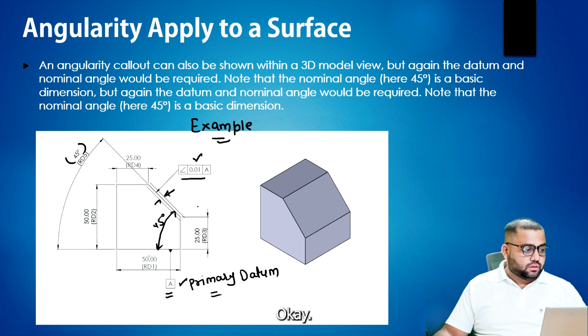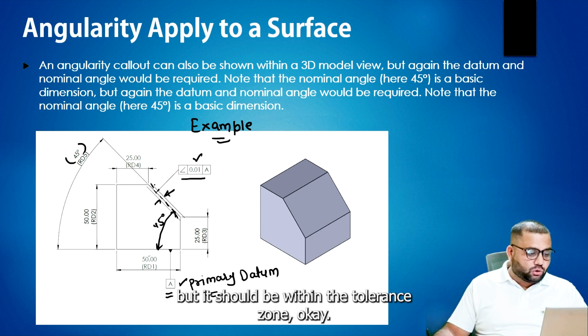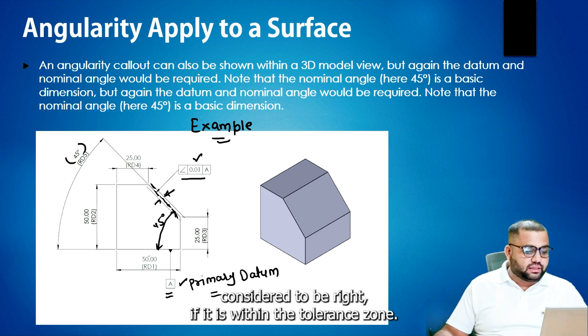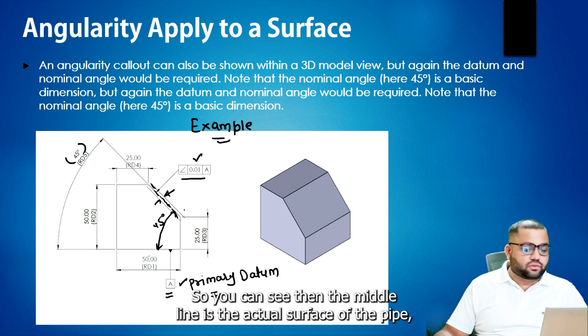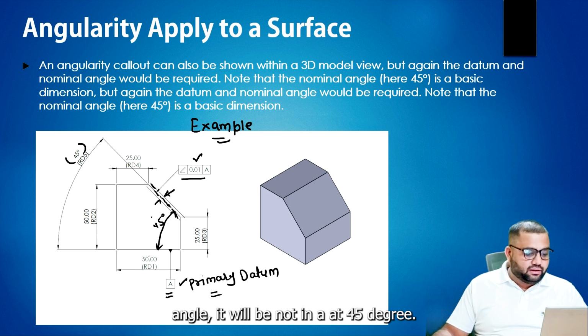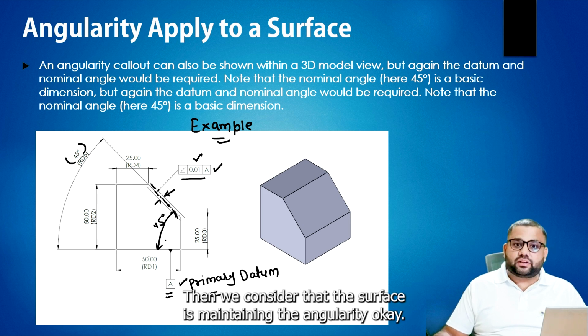So here you can see the surface can be like this in between, but it should be within the tolerance zone. Within these two parallel surfaces, which are 0.01 mm apart, any tapered surface can be considered right if it is within the tolerance zone. The middle line is the actual surface of the part, which is not exactly at 45 degree, since some angle will be different, but it is within the tolerance zone. If the surface lies within the two parallel planes 0.01 mm apart, then we consider that the surface is maintaining the angularity.